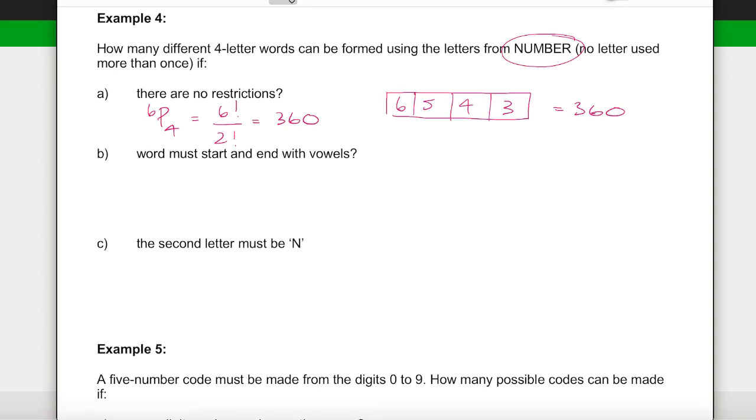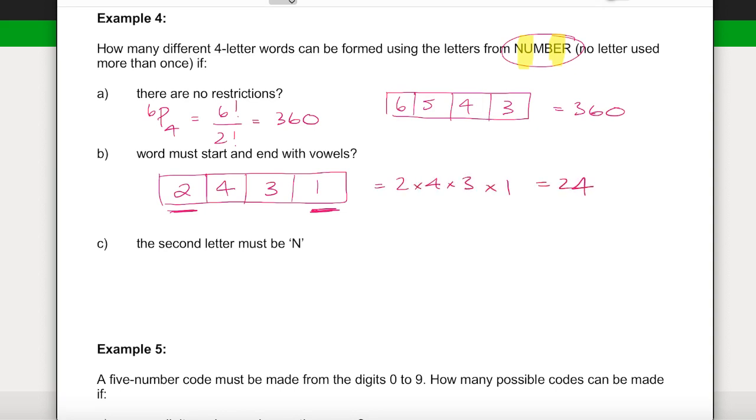Words must start and end with vowels. So if we consider that group of 4, must start and end, so we're looking at the first and last position. There are 1, 2 vowels in our word, so we can use 2 factorial to represent where those 2 vowels go. We've got a choice. And then the other letters we've got 4 of them left, so we can have 4 and 3. So we've got 2 times 4 times 3 times 1, which is 24 different arrangements.